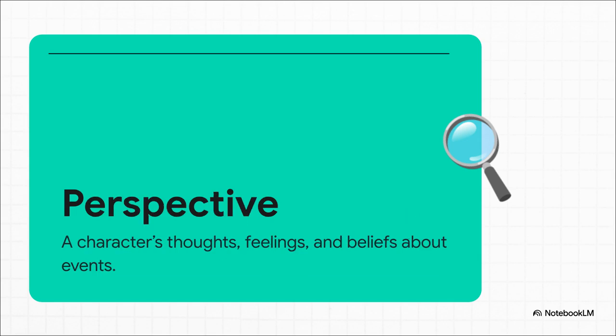But here's where this curriculum makes a really crucial distinction. It separates point of view from perspective. Perspective, in this case, is all about a character's internal world, what they're thinking, what they're feeling. So one is the camera angle, the other is what's actually going on inside someone's head. It's a small difference, but it's key.